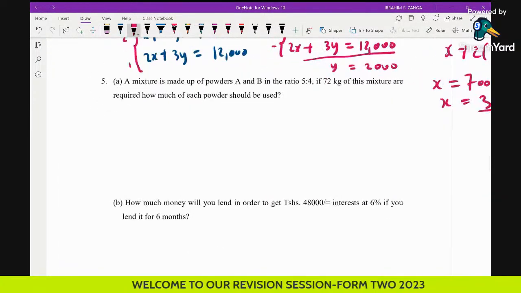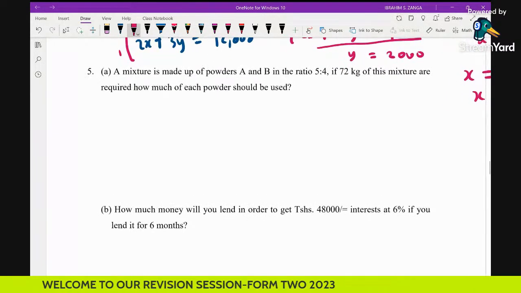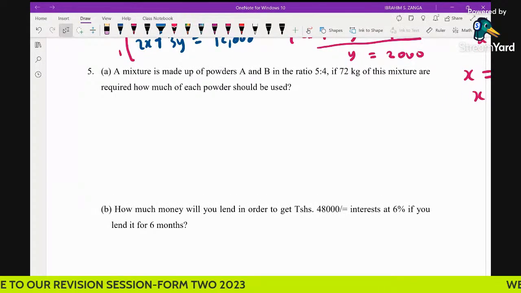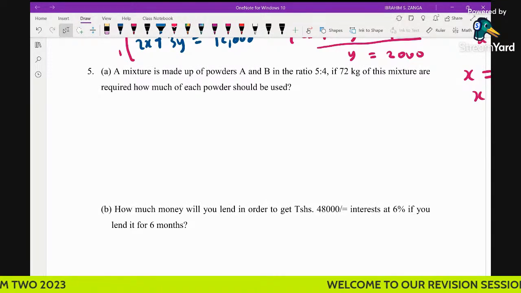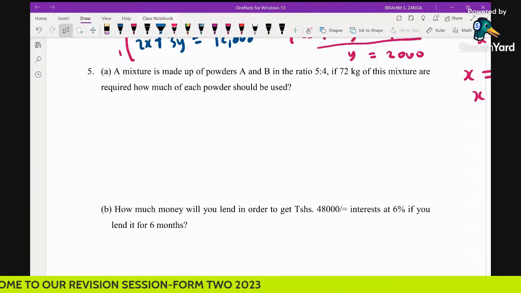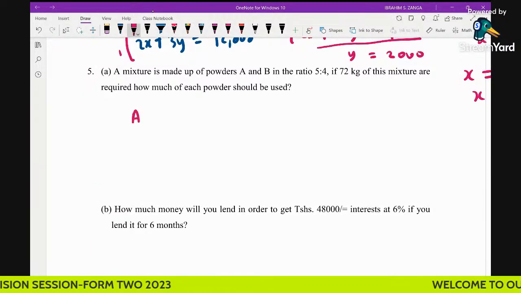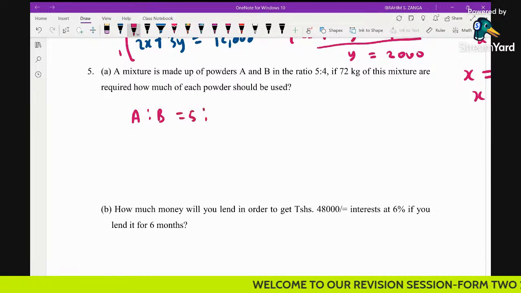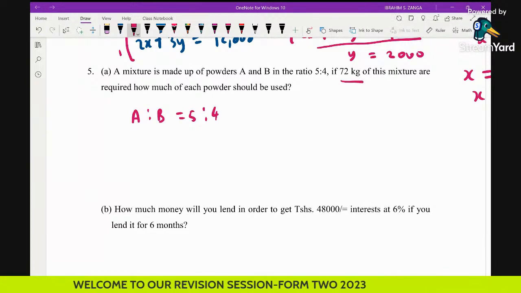We proceed with question number 5. A mixture is made up of powders A and B in the ratio 5:4. If 72 kg of this mixture are required, how much of each powder should be used? So ratio A to B is 5:4, and 72 kg is required.